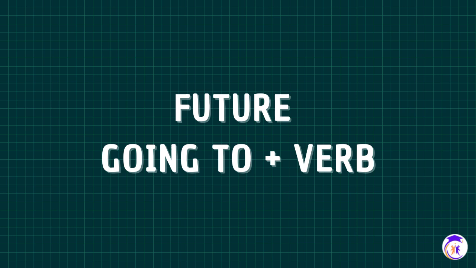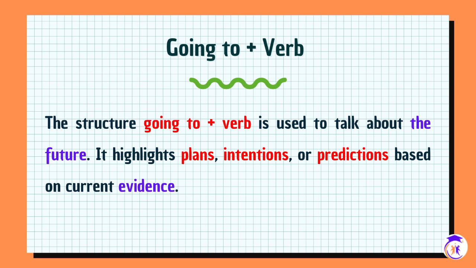Today, we're diving into one of the most common and essential ways to express the future in English, using the going to plus verb. Let's get started. One of the most common ways to express the future is by using the structure going to plus verb. This structure is used to talk about the future. It highlights plans, intentions, or predictions based on current evidence.